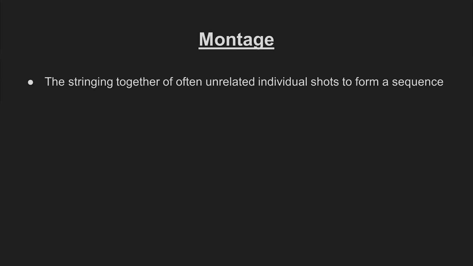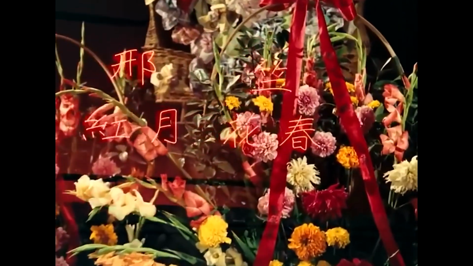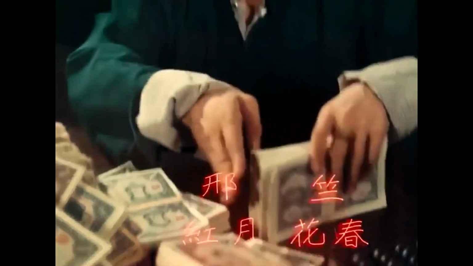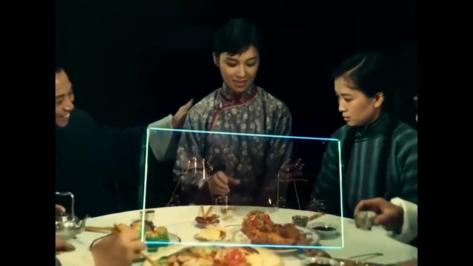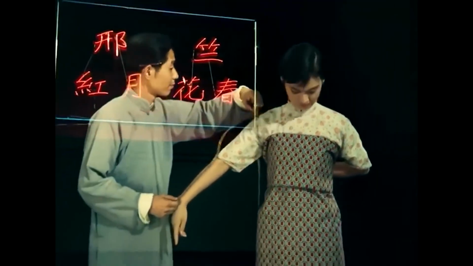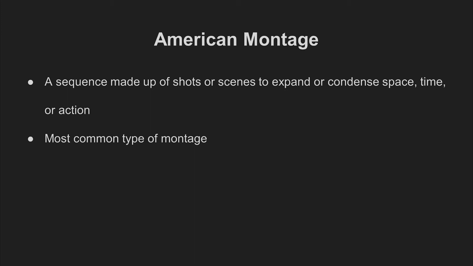Montage is the stringing together of often unrelated individual shots in order to form a sequence. We'll be looking at two styles of montage, known as the American style and Soviet style. American montage is used to expand or condense space, time, or action. It is the more common of the two, and is what you'll see in most of the montages you'll encounter.